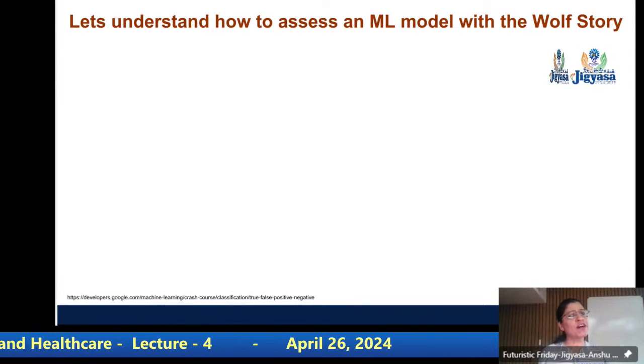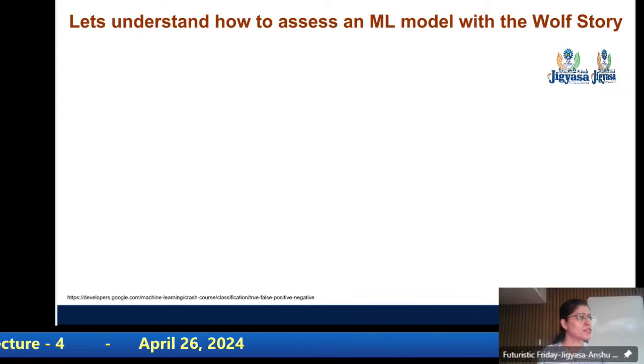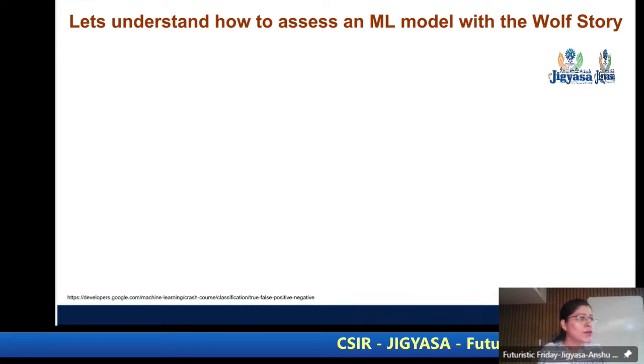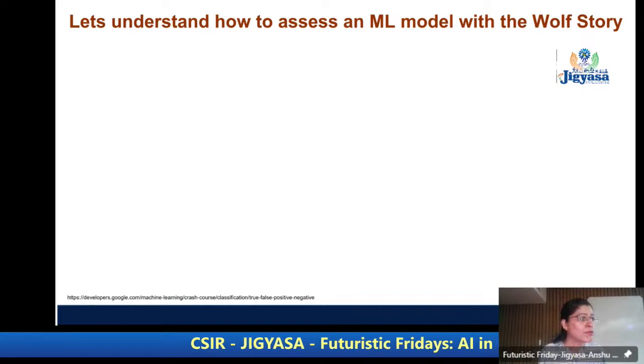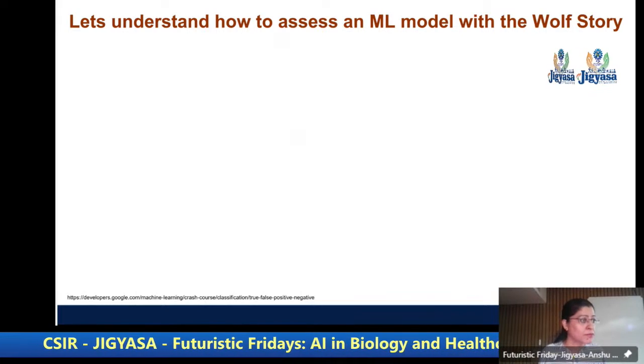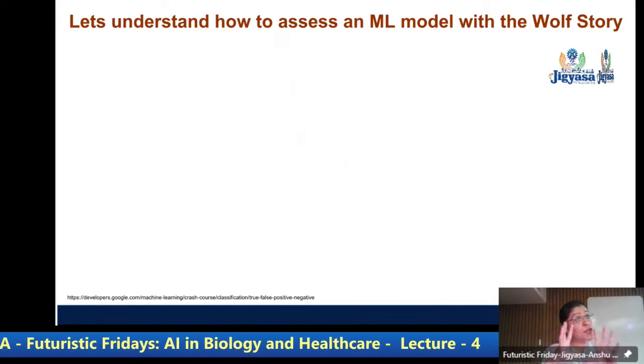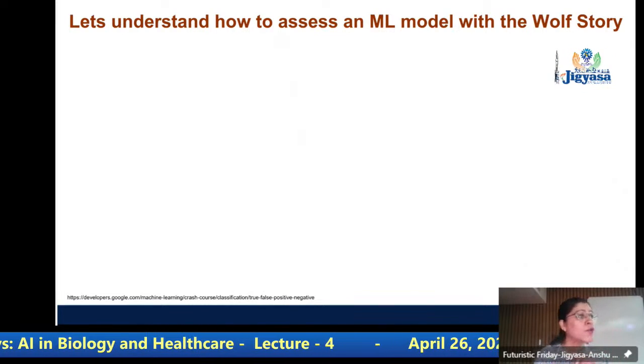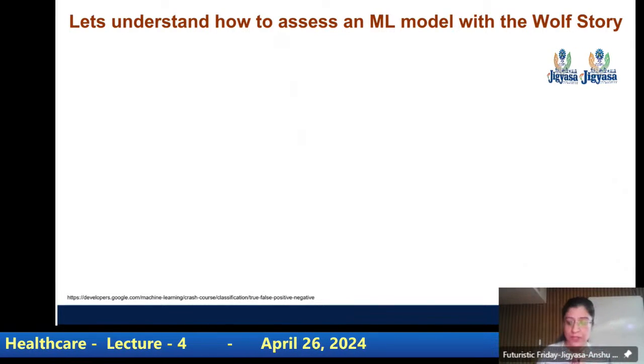Okay, how many of you have heard this story where a kid starts shouting, there is a tiger, there is a wolf, but there is no tiger, no wolf? And then people stop believing you because you're making a false call all the time, right? So let's take the example of that story and see how you assess a model.